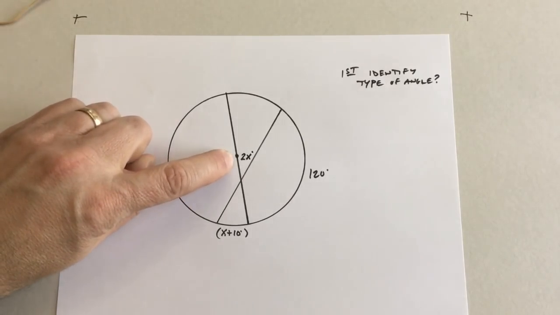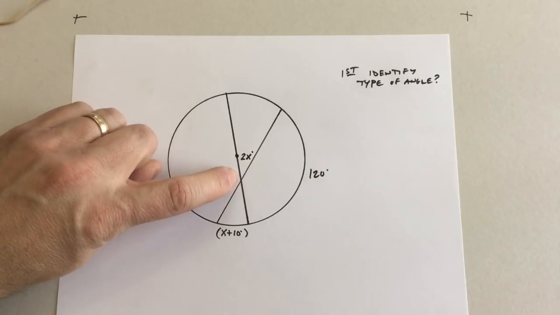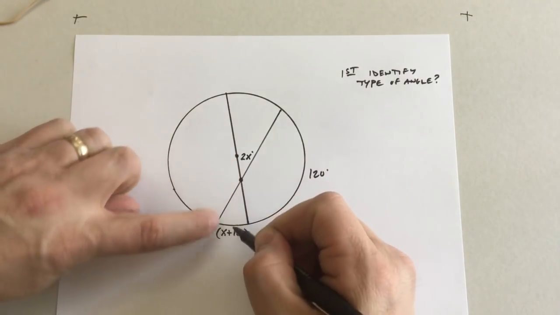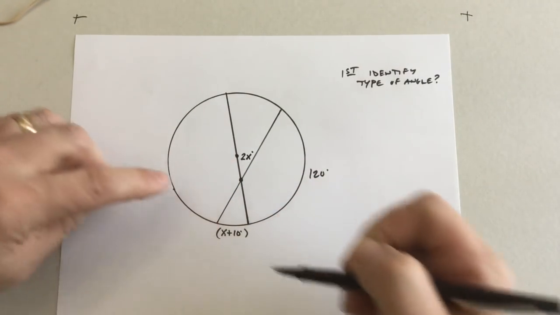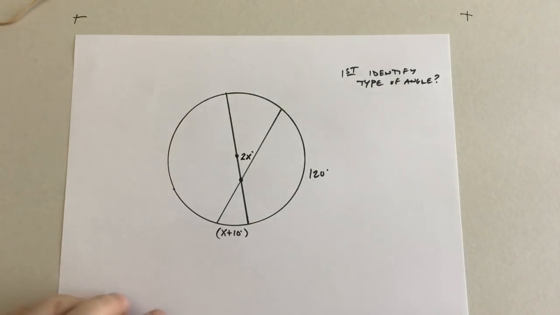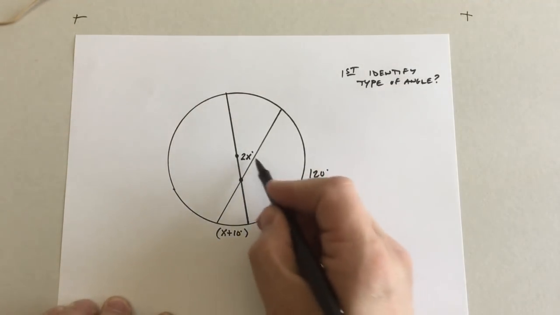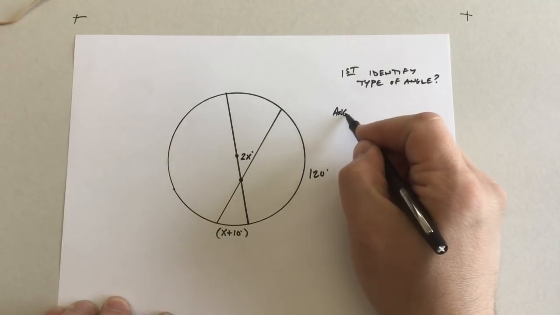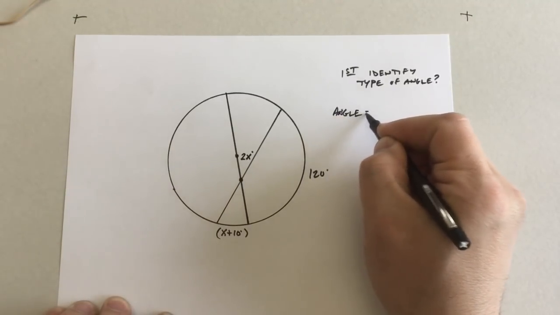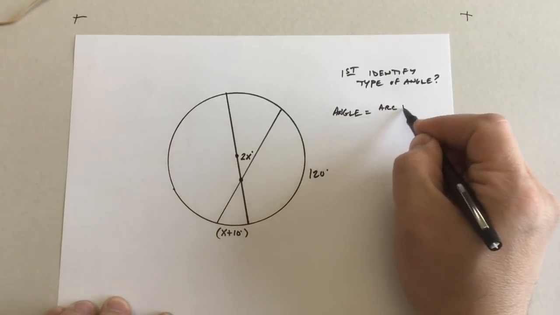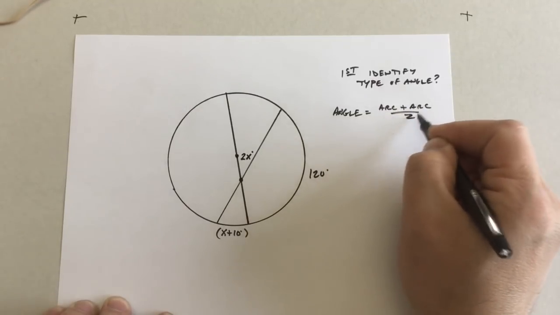There's the center of the circle. It's not a central angle. This vertex here is not on the circle. It's not an inscribed, and it's inside the circle. So because of that, this is an interior angle. The formula is arc plus arc divided by 2.